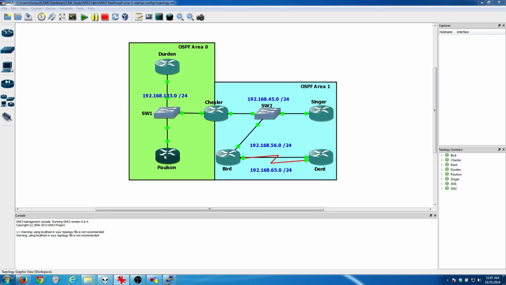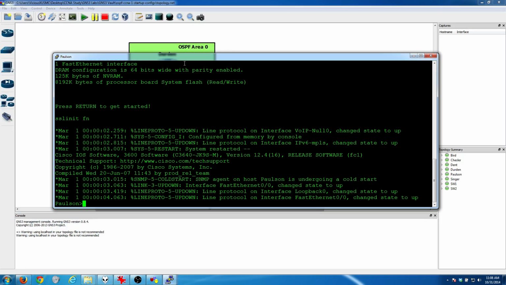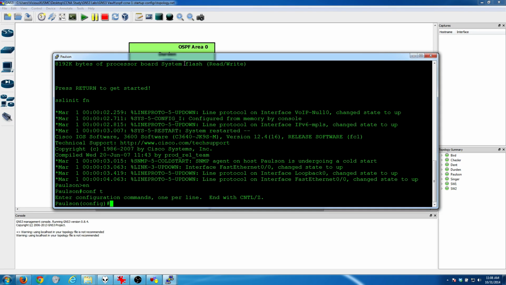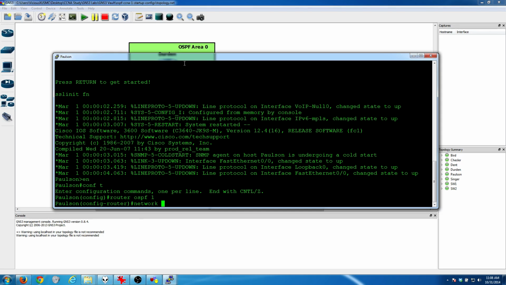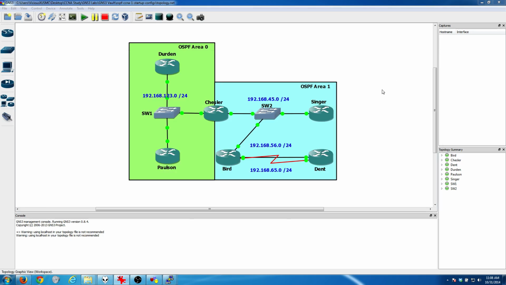We'll move on to Paulson. Enable, configure terminal, and we're going to go router OSPF 1, network 0.0.0.0 255.255.255.255. Alright, so he is done as well. I'm going to skip over Chesler and we'll come to him last. We'll move on to Singer real quick.